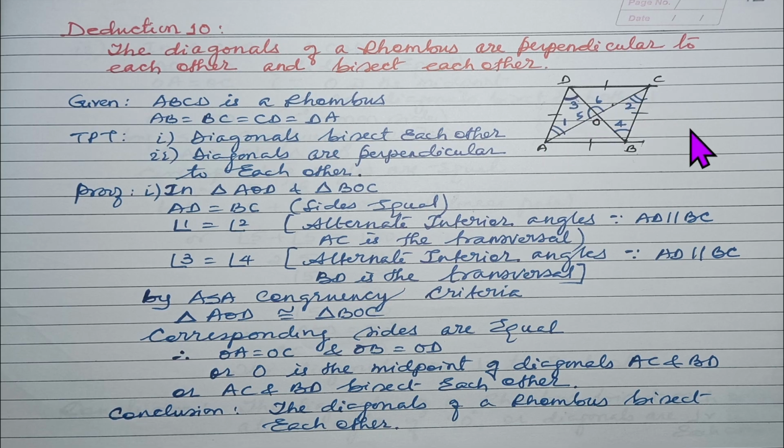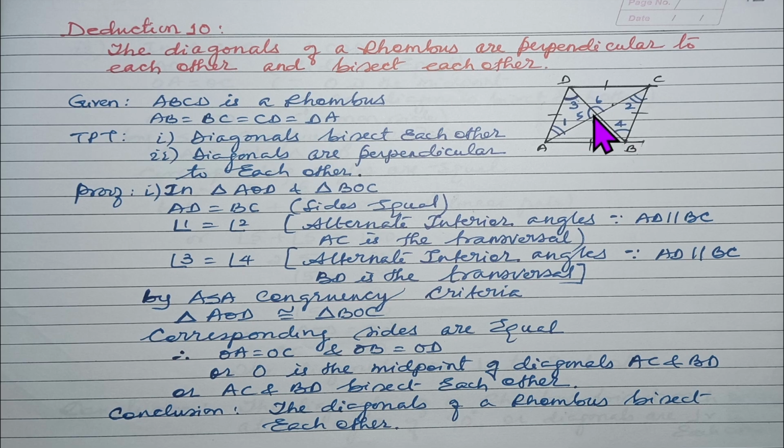If the two triangles are congruent, then naturally the corresponding sides are equal. If the corresponding sides are equal, that means OA is equal to OC and OB is equal to OD. That means the diagonals bisect each other, or O is the midpoint of the two diagonals, or the two diagonals cut each other at their midpoints. That is the conclusion. Therefore the diagonals of a rhombus bisect each other. That is what you have to remember.